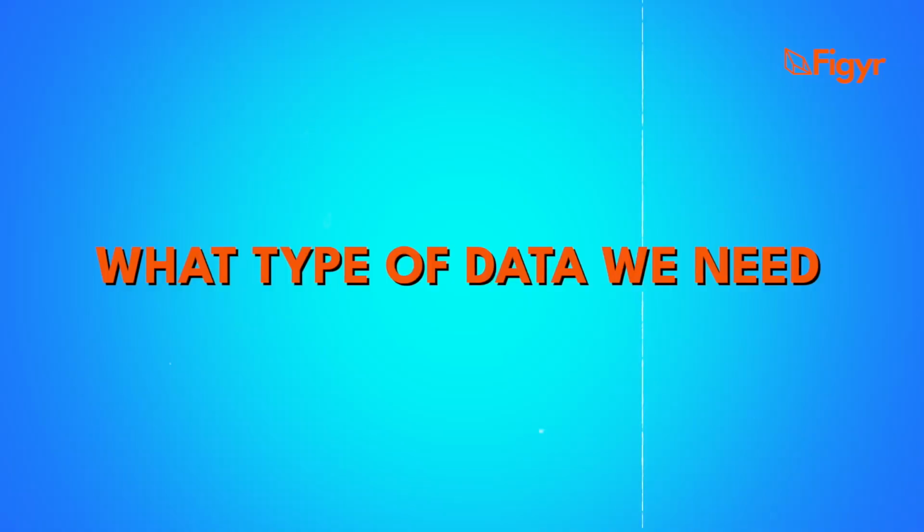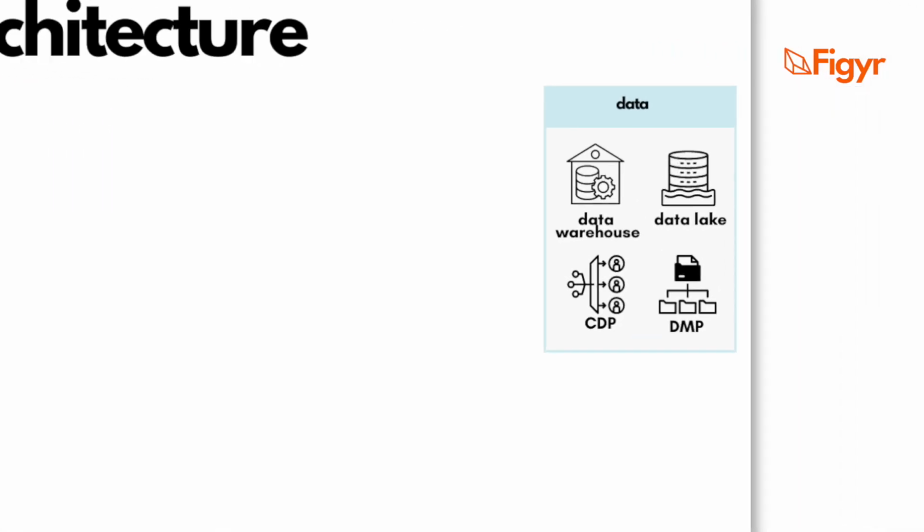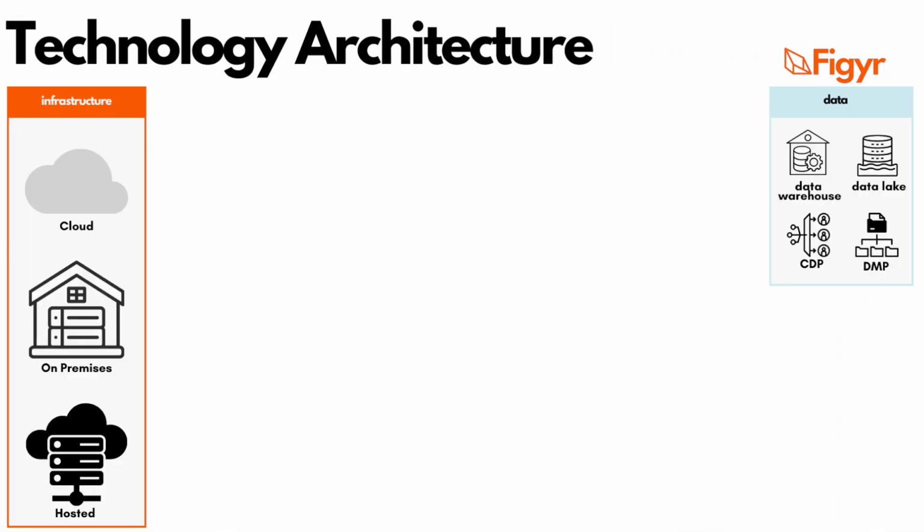Next, we consider data. Data is a key ingredient and the connection point between technology and users. Data informs and contextualizes, it drives decisions, it's the backbone. We consider what type of data we need, where and how we collect it, how we house it, where we organize it, and how we use it. It can be stored and managed in a number of different tools: relational databases, data lakes, data warehouses, customer data platforms, customer relationship management systems, and data management platforms.